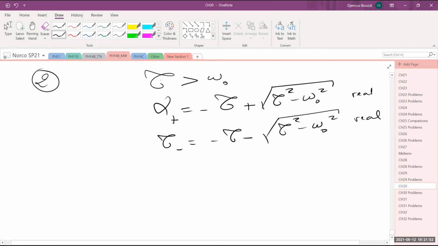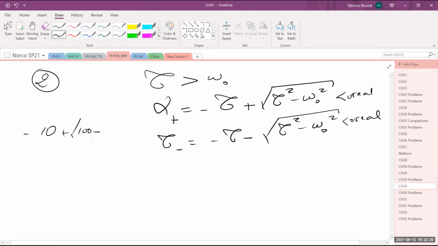Because I'm assuming that tau is bigger than omega naught, it doesn't have to be much bigger. Then in this case, both of them are actually negative also. Not just real, but negative. This is clearly negative, because you have minus minus. This is also negative, because you have tau on one side and the square root of tau squared minus something. So if tau, for example, is 10, and this is negative 10, obviously, plus the square root of 100 minus something.